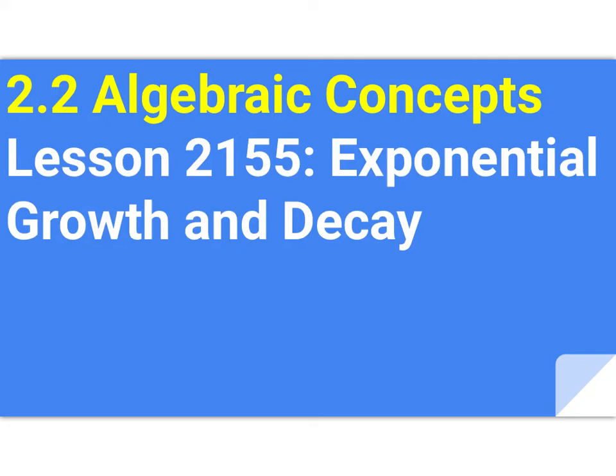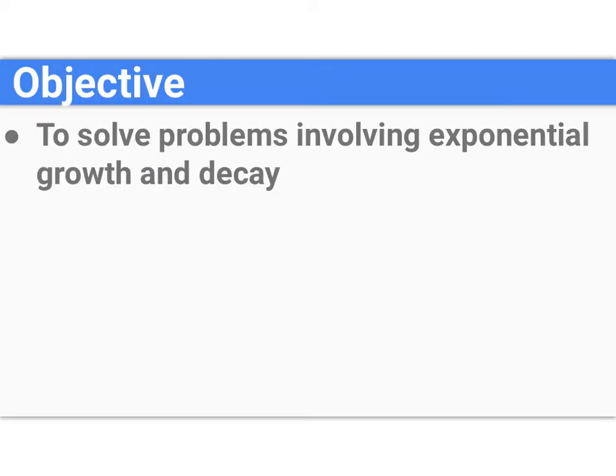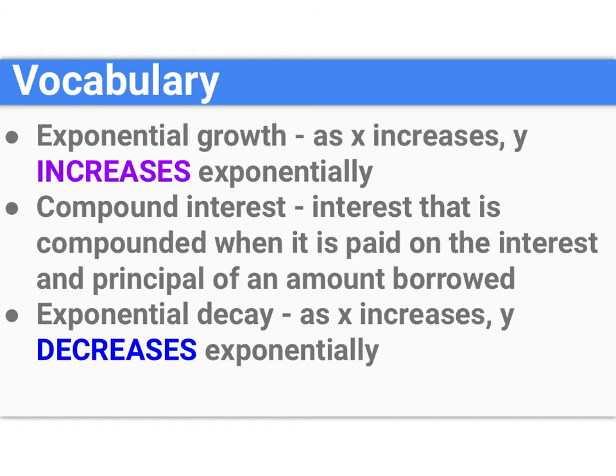Okay, welcome to lesson 155 of Algebraic Concepts, or 2155 overall. This is the last in a series dealing with exponential functions, rational functions, radical functions, graphing them. So let's get into it. All right, so here's our objective. Here's our vocabulary, so please read through that.